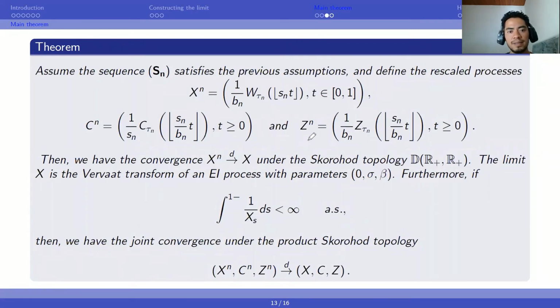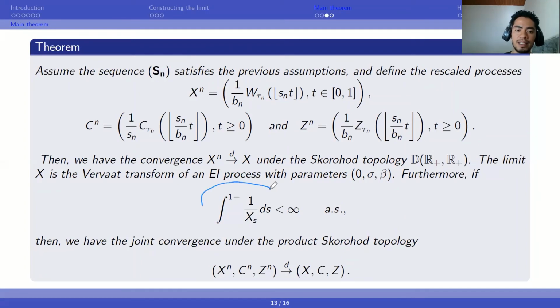Our theorem says: rescale the breadth-first walk in this way, the cumulative profile in this way, and the profile in this way. Then first, we have the convergence of the breadth-first walk to this X. The X is described as the Vervaat transform of an EI process with these parameters, 0, sigma, and beta.